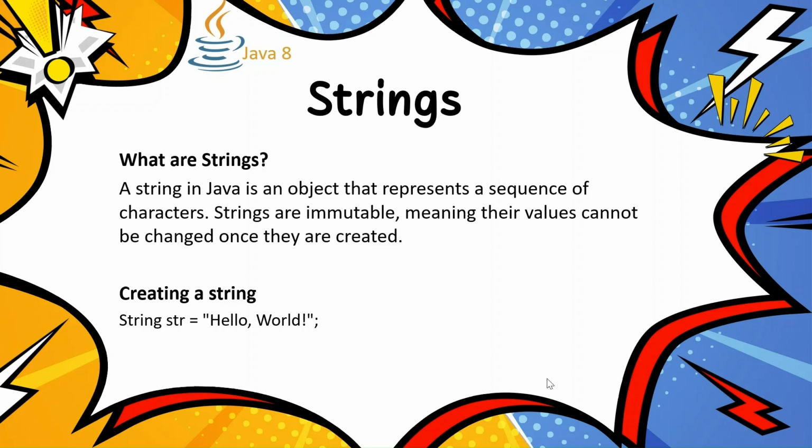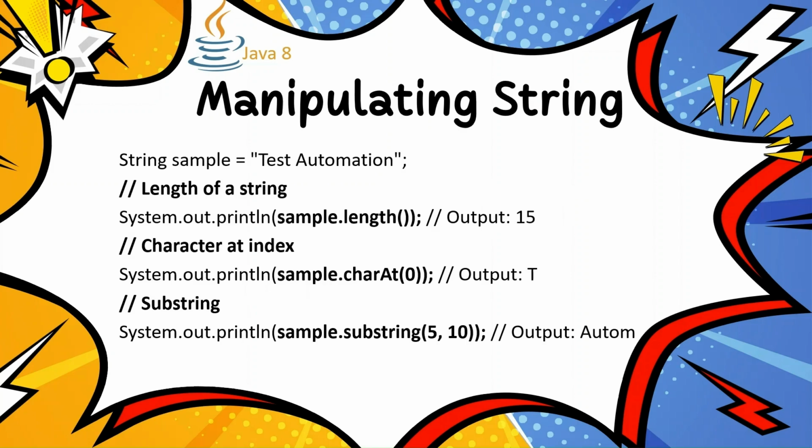Whereas if you come to string, you will not be able to do that. For example, if you have the string hello world, and then in the second line, I reassign my str equals hey world, and then in the third line, I want to print my str variable, I will still be printing hello world and not hey world, because strings are immutable, meaning their values cannot be changed once they are created. This is a very important point to be noted for strings. Let's move on to manipulating the string.